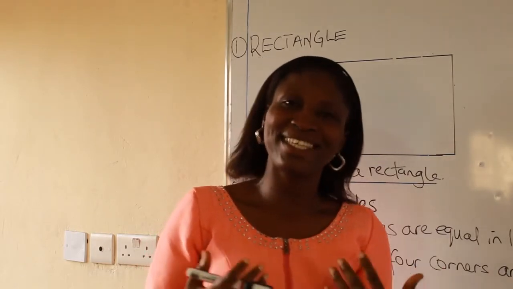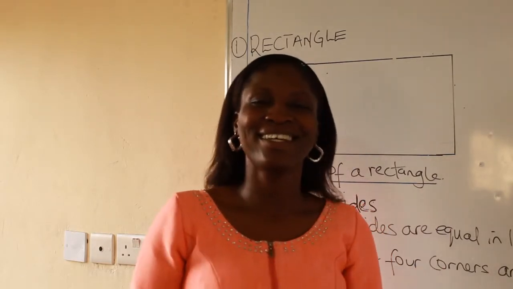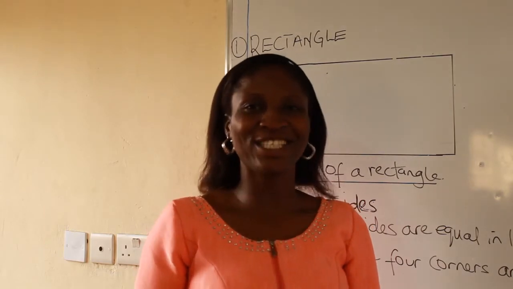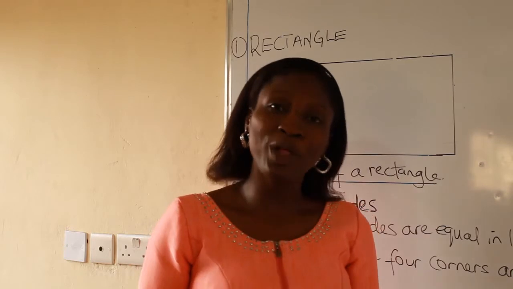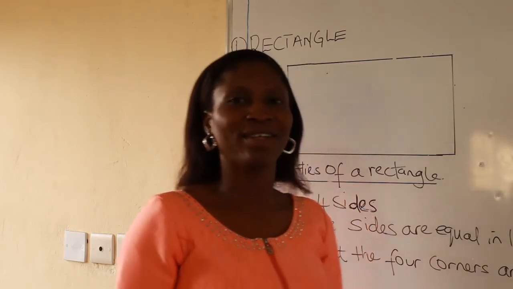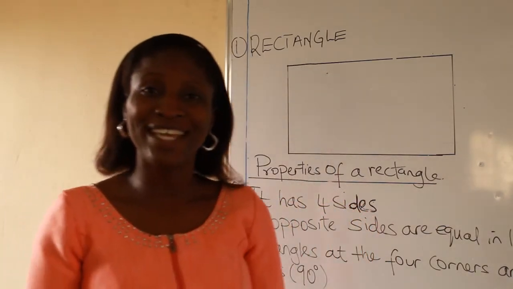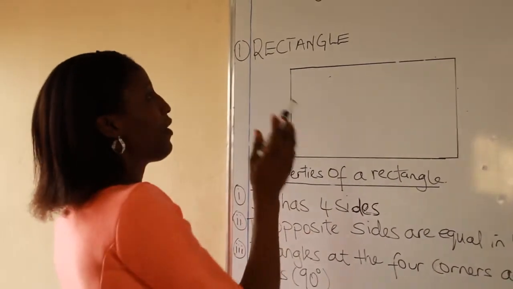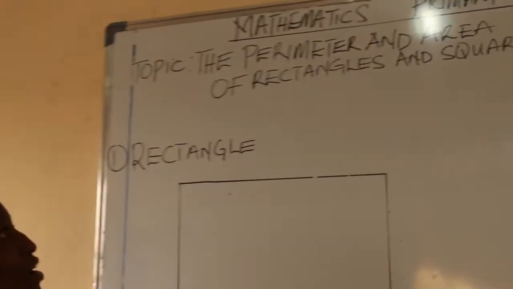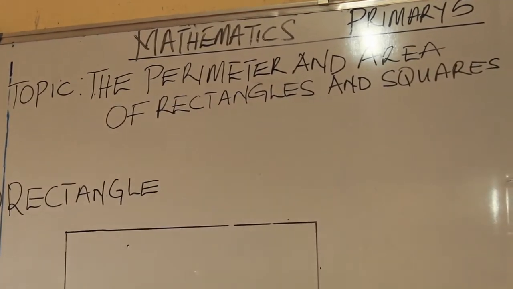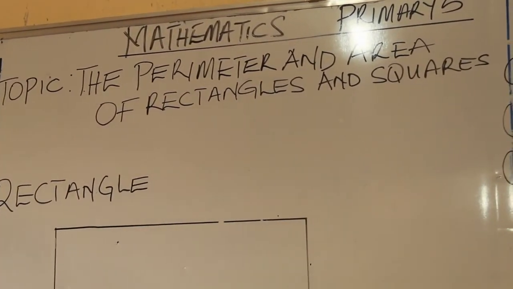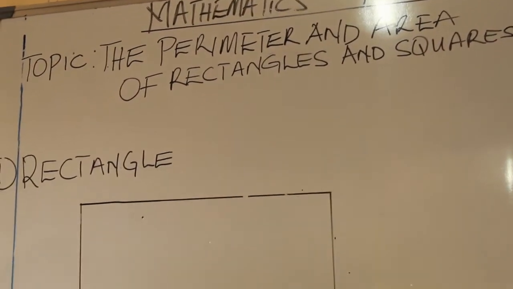My name is Mrs. Isagua Oyinda, a teacher at Sleep Angels International School. Today, we will be learning mathematics together. And our topic today is the perimeter and area of rectangles and squares.